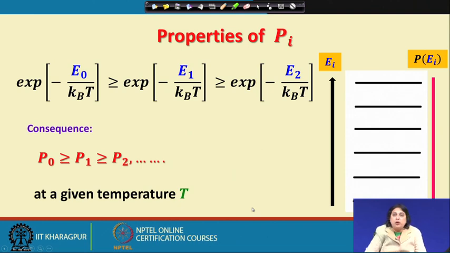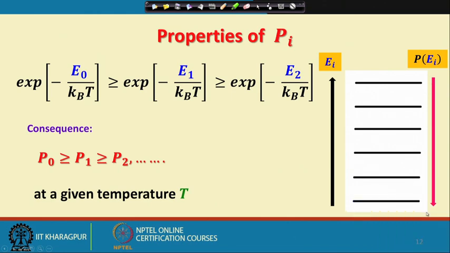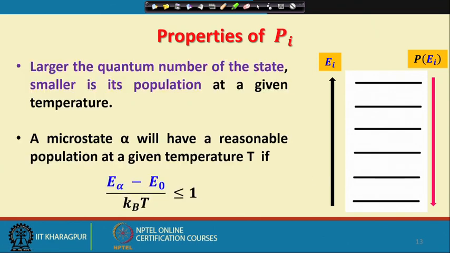And the consequence is that if I follow the definition of probability, then if energy increases in this direction, the probability of observing that particular state, or the probability of a particle occupying that particular state at a given temperature, decreases. So basically what we are concluding is, larger the quantum number of the state, smaller is its population at a given temperature. Therefore, if you have a very large number of particles in your system and want to understand whether a substantial fraction of them will be present in a microstate, say alpha, all you have to do is look at what this number is. If (E_alpha minus E_0) by kT is less than or equal to 1, there will be a reasonable fraction of the population present in that microstate alpha.